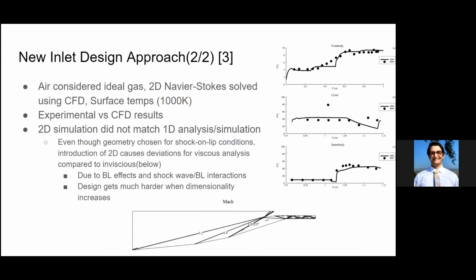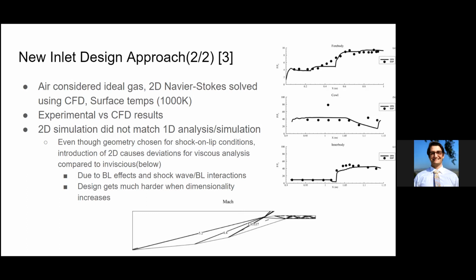So just a little bit more about that. They considered the air to be an ideal gas, and they solved the 2D Navier-Stokes equations with CFD. They also assumed that the surface temperatures were held at 1,000 Kelvin, which, from our talks in class, we know can get a lot hotter than that in reality, but for this analysis they held it at 1,000. On the right of the slide, you can see the experimental versus the CFD results and how they match up.